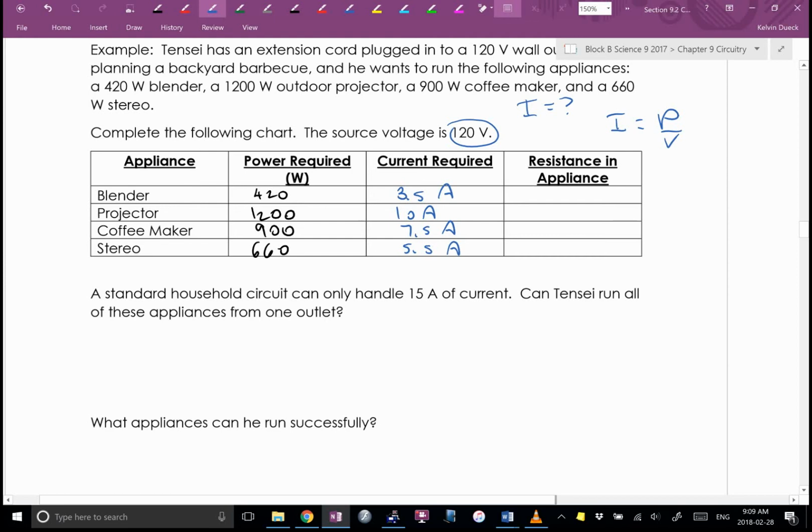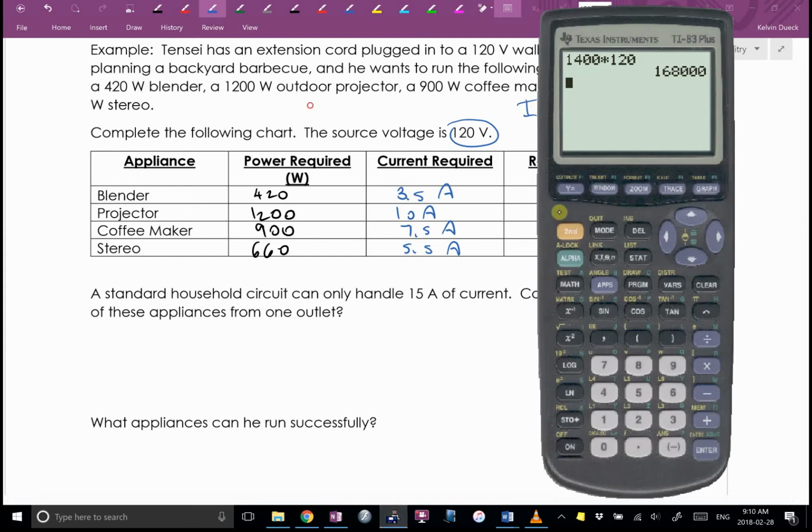By the way, do I know the current? Everybody say yes? Yes? Do I know the voltage? Yes. Well, then I can find the resistance inside each appliance as well. You're going to hear me say this over and over, but I'll say it for the first time now. When we're analyzing circuits, there are 4 things: power, resistance, voltage, and current. If you know any 2, you can find all 4. Can you write me an equation that has the R by itself, please? V over I?